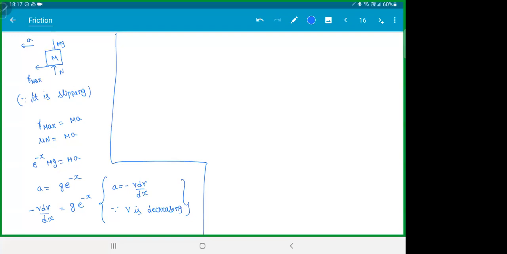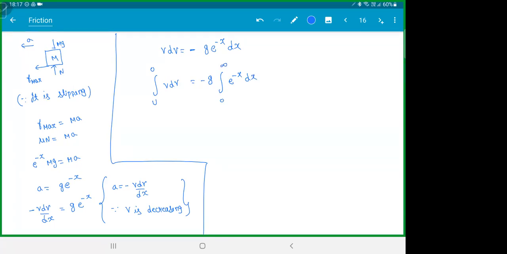So there's the acceleration part. Then we get v dv is equal to minus g e power minus x dx. Limits: for v dv, you are going from u to 0 because eventually you want it to stop at infinity. No, that's not the answer. Minus g integral e power minus x dx, you are going from 0 to infinity. Clear?